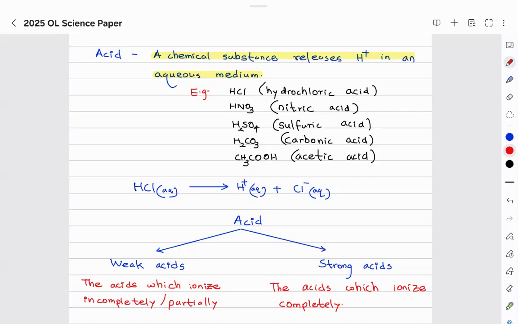SO3 is not an acid. SO3 is actually an acidic gas. That is an oxide. Understood? Acid means it has an acidic nature, but it's not an acid. An acid should be able to release H pluses. But when you dissolve sulfur trioxide in water, it produces sulfuric acid, and then it can release H pluses. So sulfur trioxide has acidic nature, but sulfur trioxide is not an acid. When you dissolve it in water, it shows acidic nature, right?